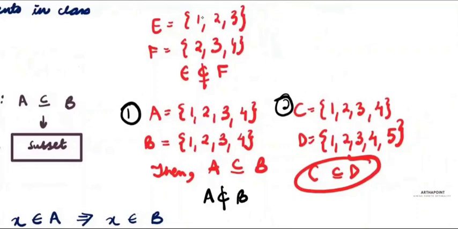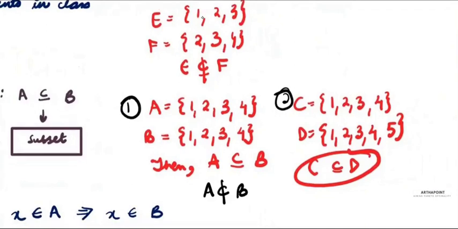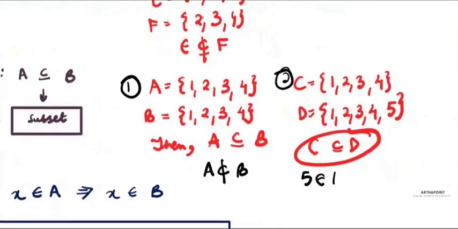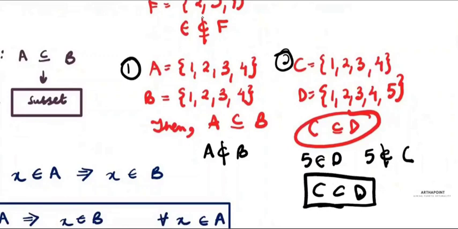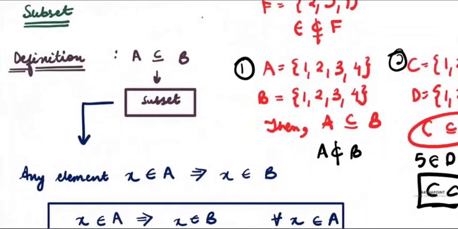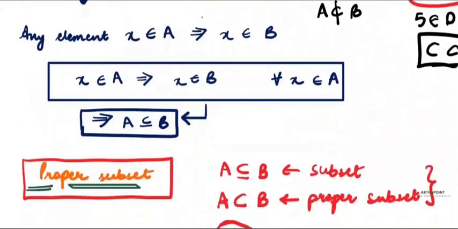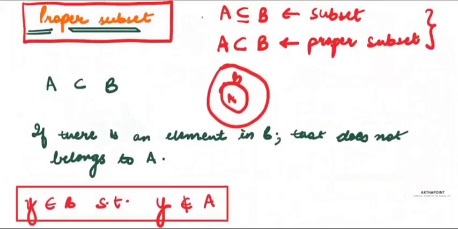Now consider this example. C has 1, 2, 3, 4. D also has 1, 2, 3, 4. But D has more. 5 belongs to D, but 5 does not belong to C. Then C is also a proper subset of D. So we say something is a proper subset if the bigger set has at least one element which is not present in the smaller set. So, you should write down this thing.